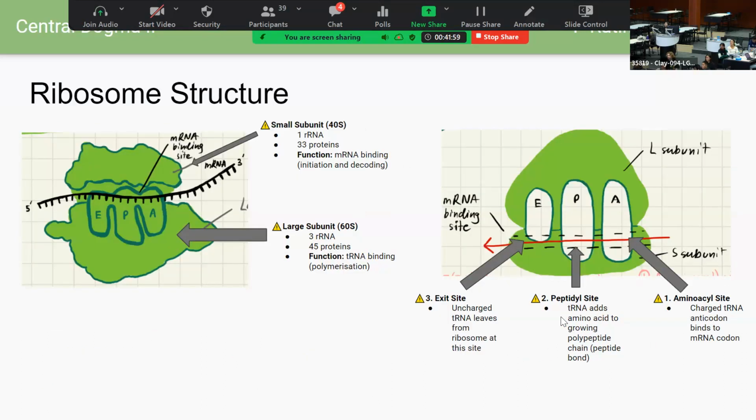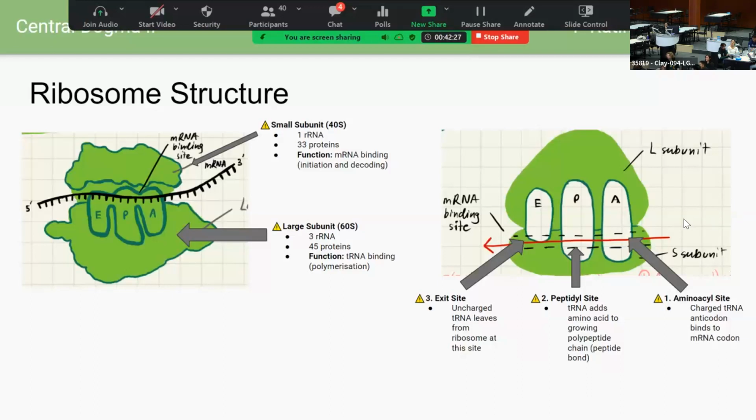Ribosome structure is also quite important. Basically small subunit, large subunit. And on top of that, we also have 3 sites. It goes from APE, so that's the order that the tRNA binds to the ribosome. We have the amino acid site, peptidyl site, exit site. So that should give you an indication as to what's happening.